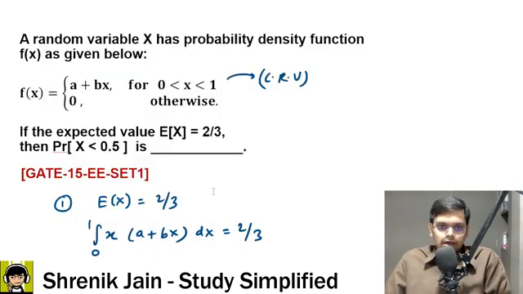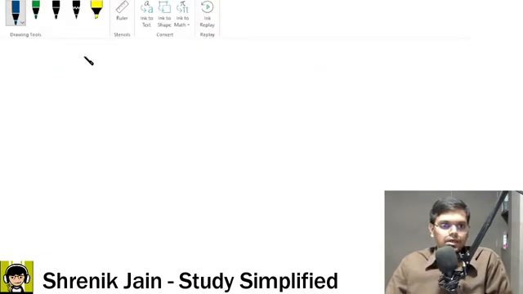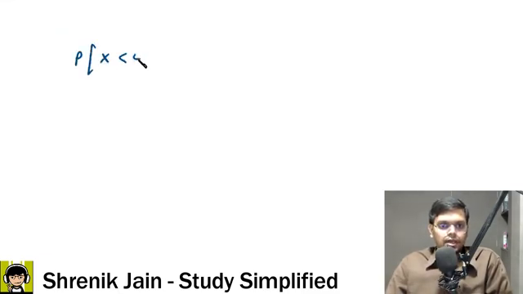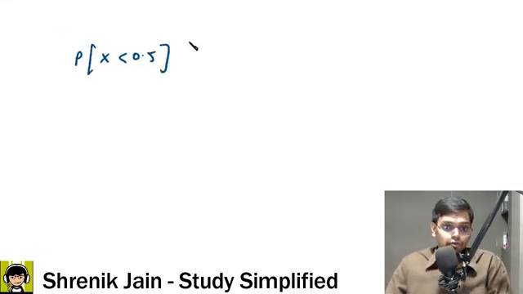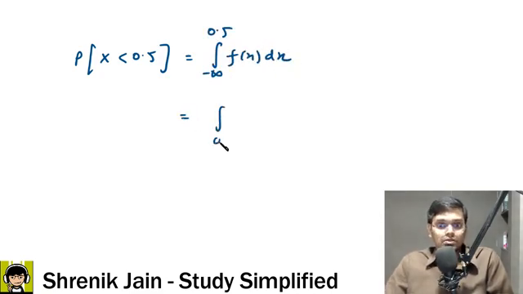They wanted me to get the probability of this stuff. They don't want A and B. They need the probability. If they need the probability that x is less than 0.5, then I have to say that this is equal to integral minus infinity to 0.5 f of x dx. But sir, our function works when x is minimum 0, and our function is a plus bx. A is 0 and b is how much?